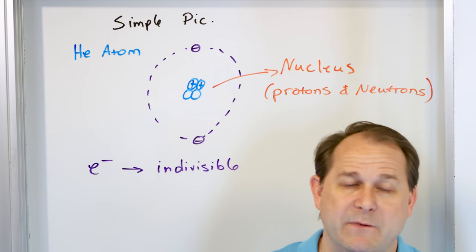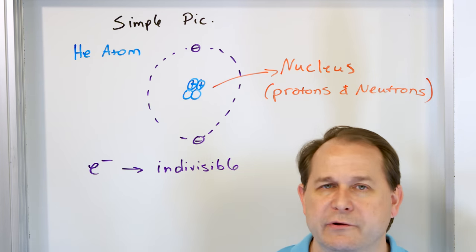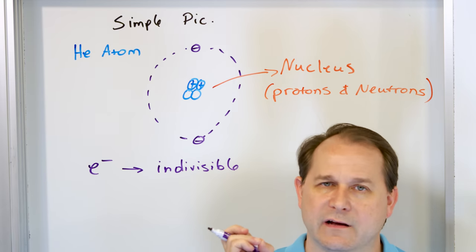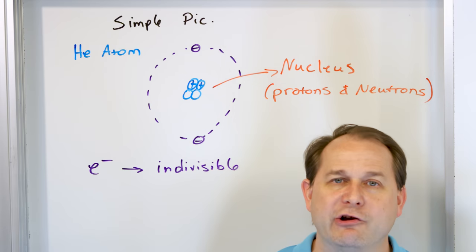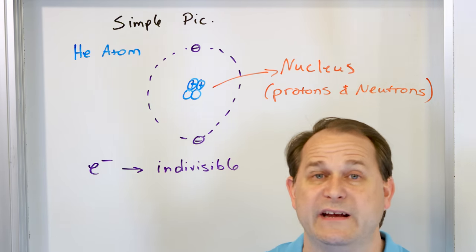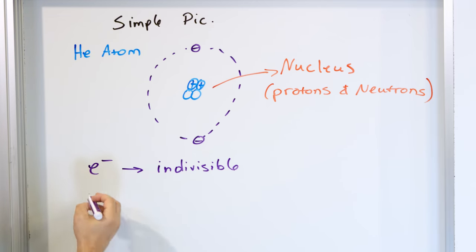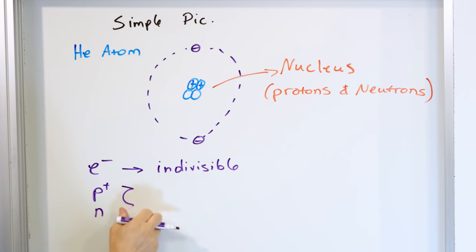Now, 50 years from now, 100, 200 years from now, we may discover that's not true. But as our current understanding is, electrons, not very massive, they have a charge of negative one, and you can't break them apart into anything further, right? However, the protons, which have a positive charge, and the neutrons, which have a neutral charge, these are composed of quarks.